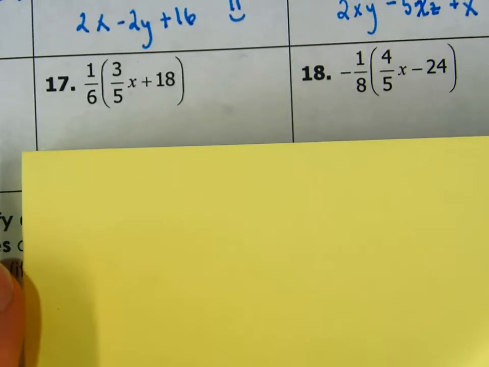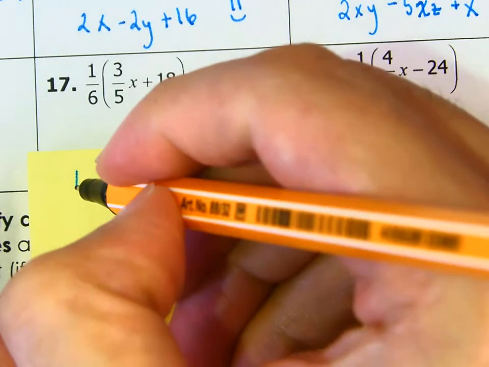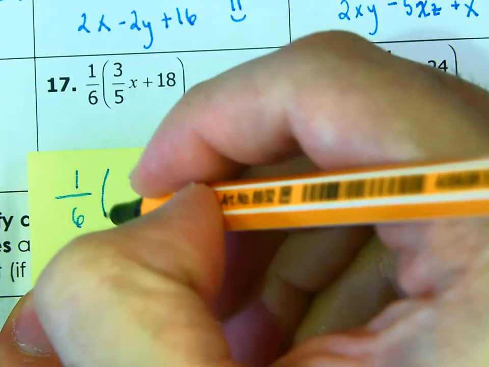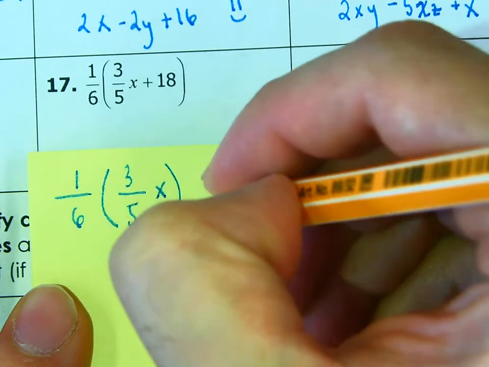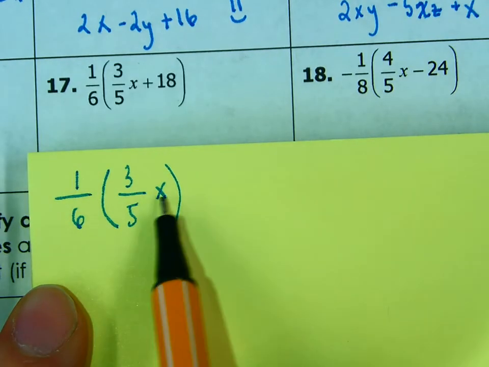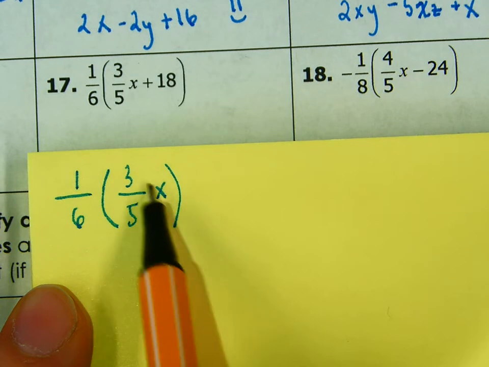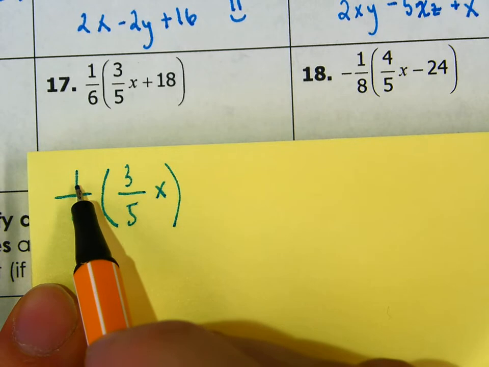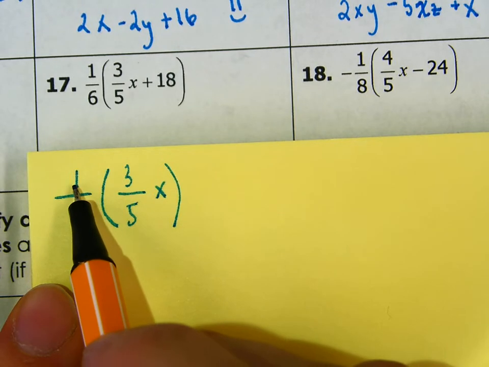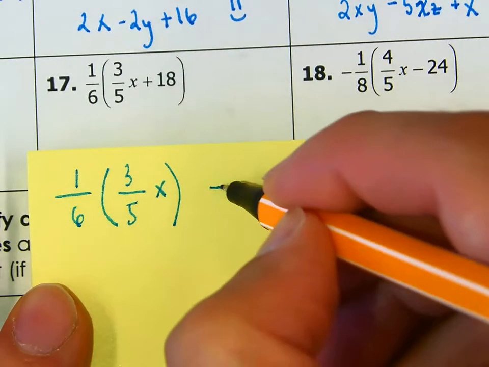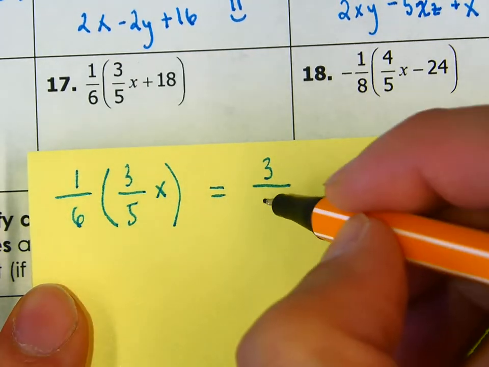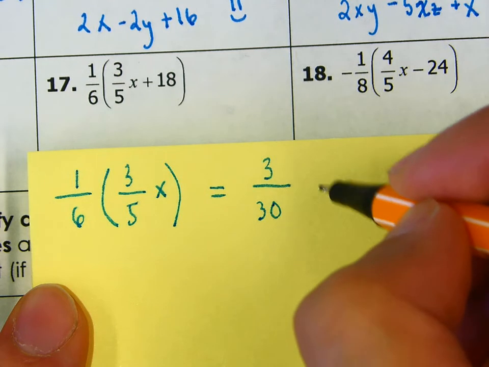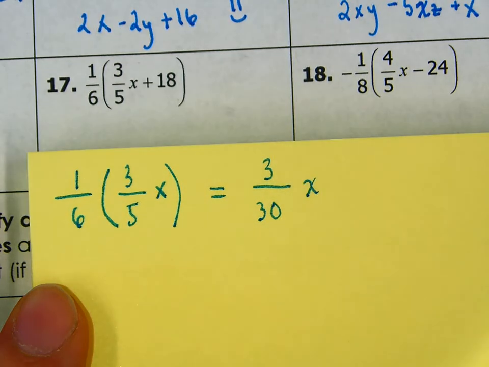I'm going to multiply first 1/6 times 3 over 5x, right? So now don't get confused with this x on the right side. It doesn't matter if it's here or here, and maybe I could explain that in class, but all you're doing is multiplying the numerator, right? So 1 times 3 is just 3. 6 times 5 is 30. And then notice the x's here.